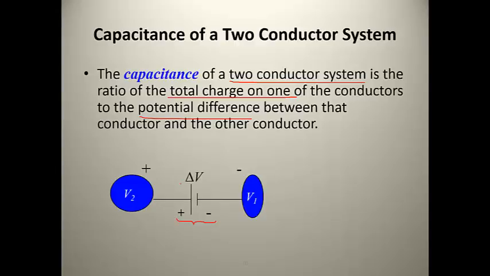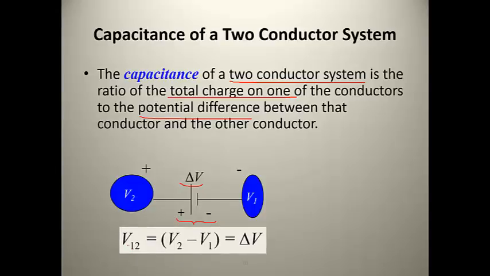So this is delta V that we've applied between the two conductors, and there will be a V12 like we had before, which will be equal to delta V, V2 minus V1.